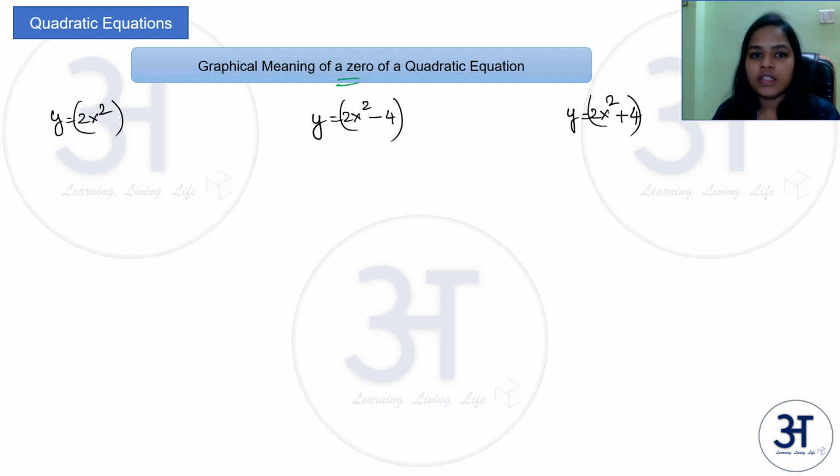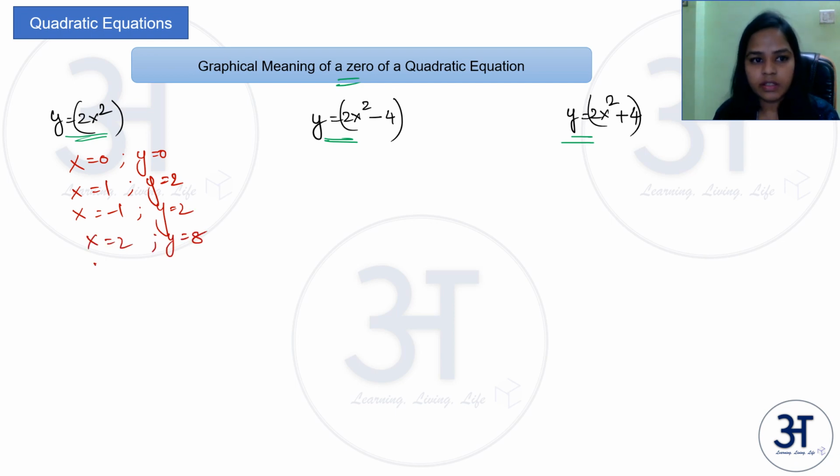Graphical meaning of a zero, as we have seen before, this is the extension of it. So let us draw the graphs of these 3 different types of parabolas and see whether what we have understood theoretically is holding good here or not. So let us take y equal to 2x square. In this case, if x equal to 0, then y is equal to 0. If x equal to 1, then y is equal to, we have seen it before, right? 2. If x equal to -1, y equal to 2. If x equal to 2, y equal to 8, and x equal to -2, y is still 8.